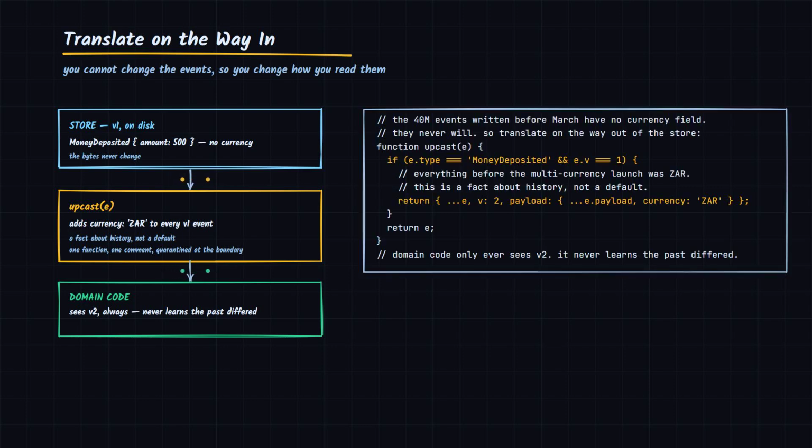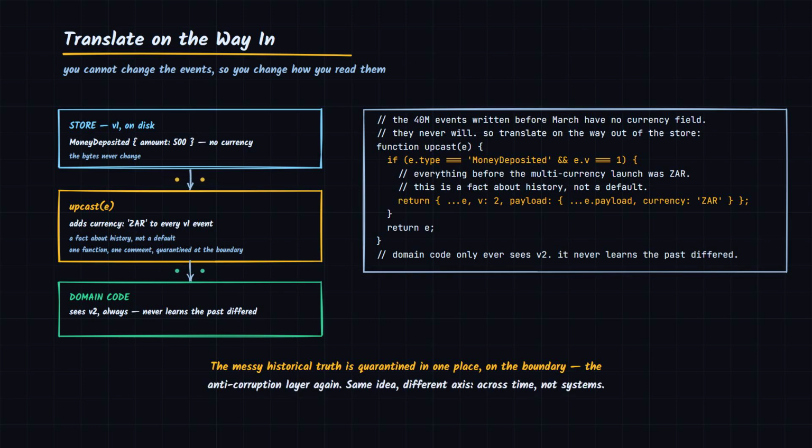And notice what has happened. The messy historical truth has been quarantined in one place, on the boundary, exactly like the anti-corruption layer in the last series. Same idea, different axis. That one was across systems. This one is across time, which leads to the discipline that keeps this survivable, and it is a rule rather than a preference. Change events additively.